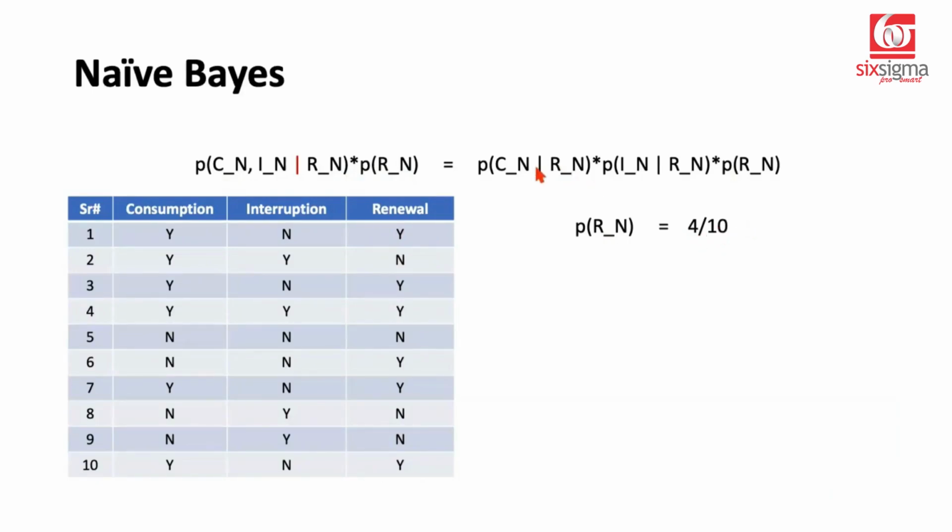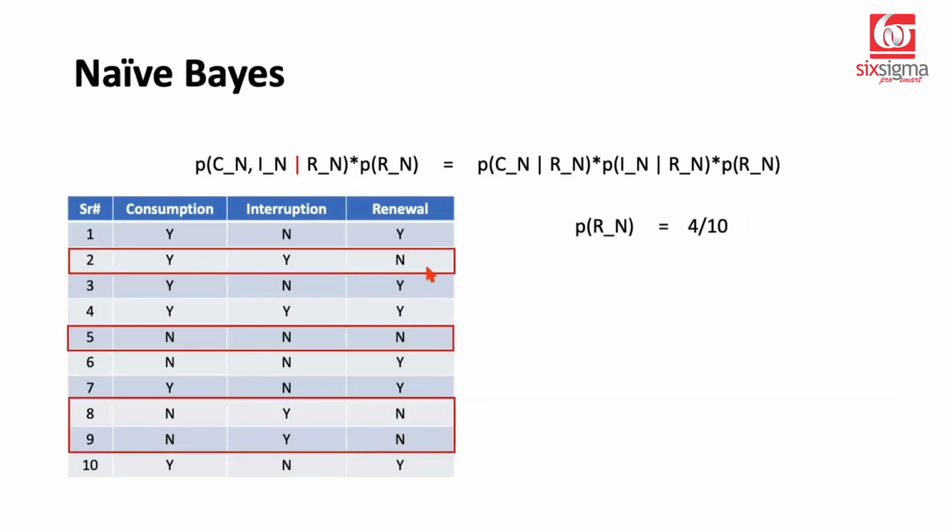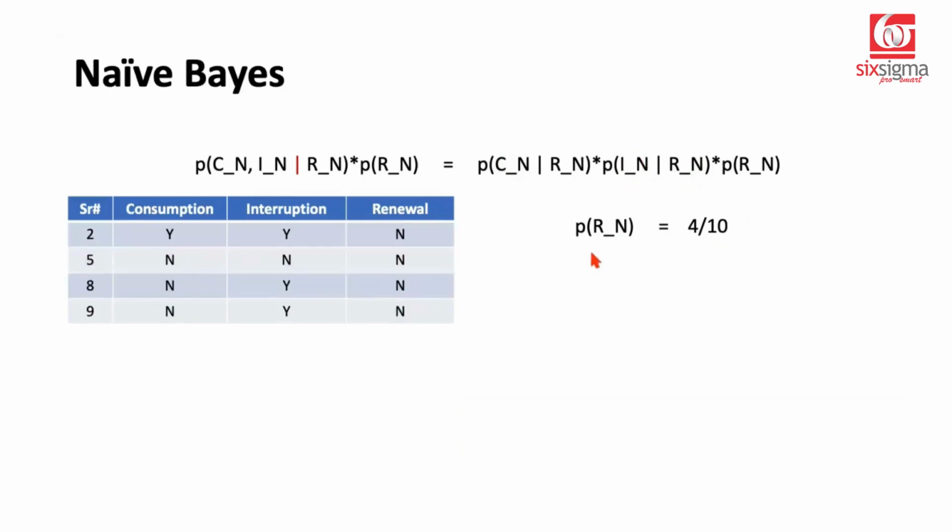Now, the next piece is, everywhere here, we are only considering those cases where the renewal has not happened. So let's filter the data for those choices: 1, 2, 3, and 4. Let's consider such records where the renewal has not happened, and then within those records, look for the consumption not being usual and interruption not happening. So it means we can filter the data to such cases only.